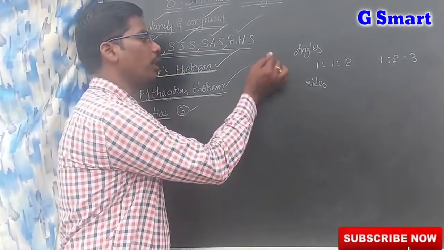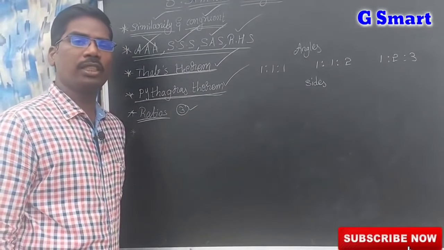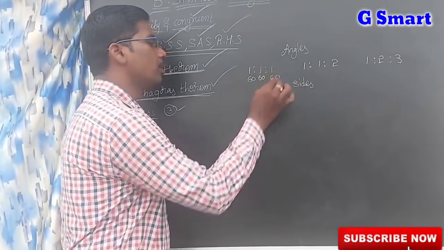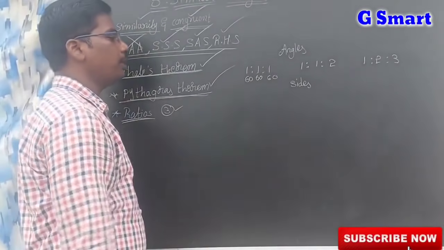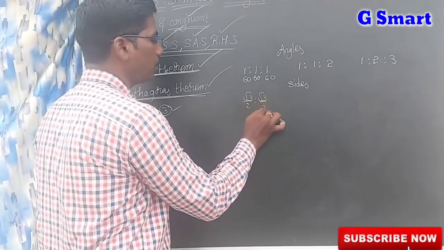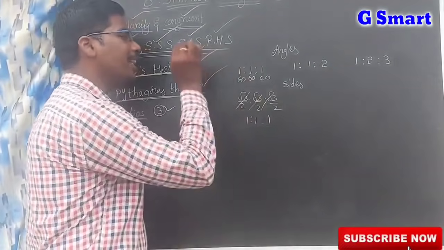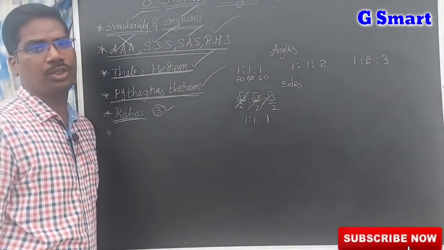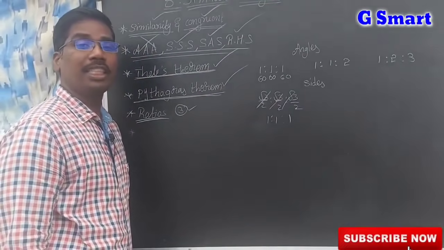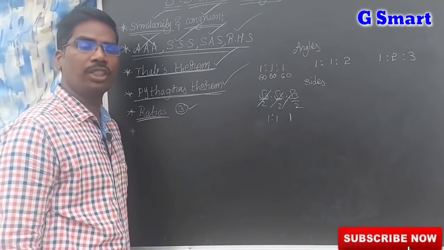See here, 1:1:1 means the angles are the same. The sum of the angles in a triangle is 180, so 60, 60, 60. Take sine 60, which is √3/2. So √3/2 cancels, giving 1:1:1. If the angles in the triangle are in the ratio 1:1:1, then the sides are also 1:1:1 because it is an equilateral triangle.